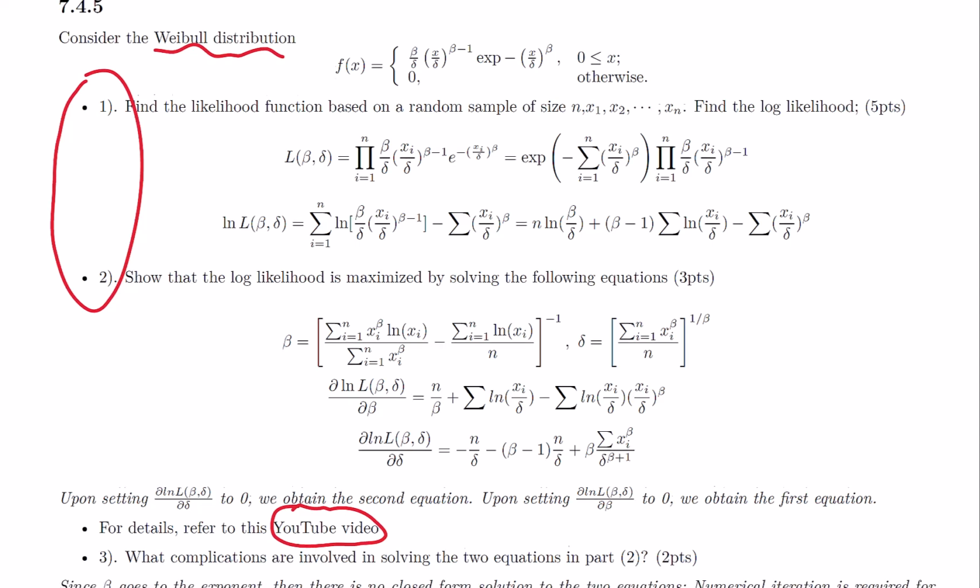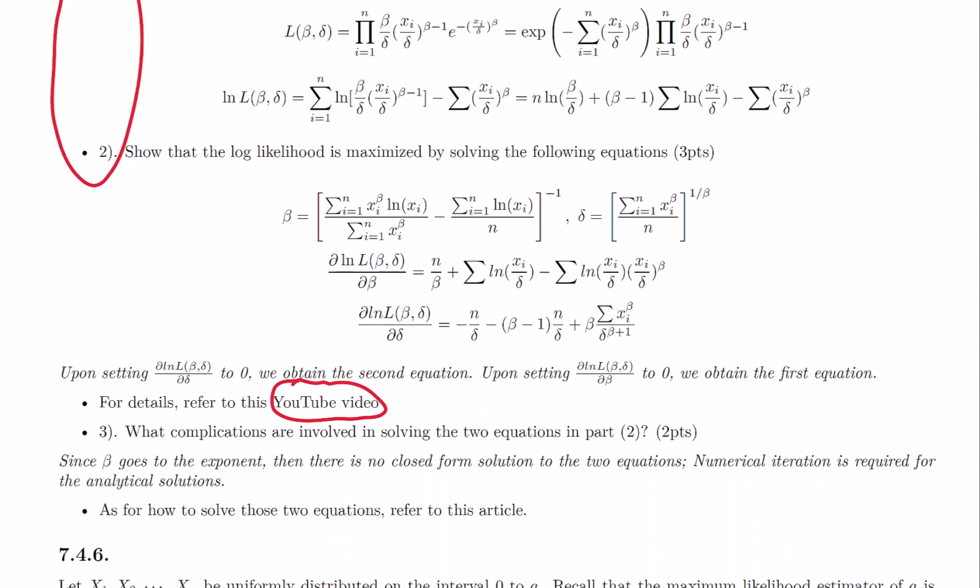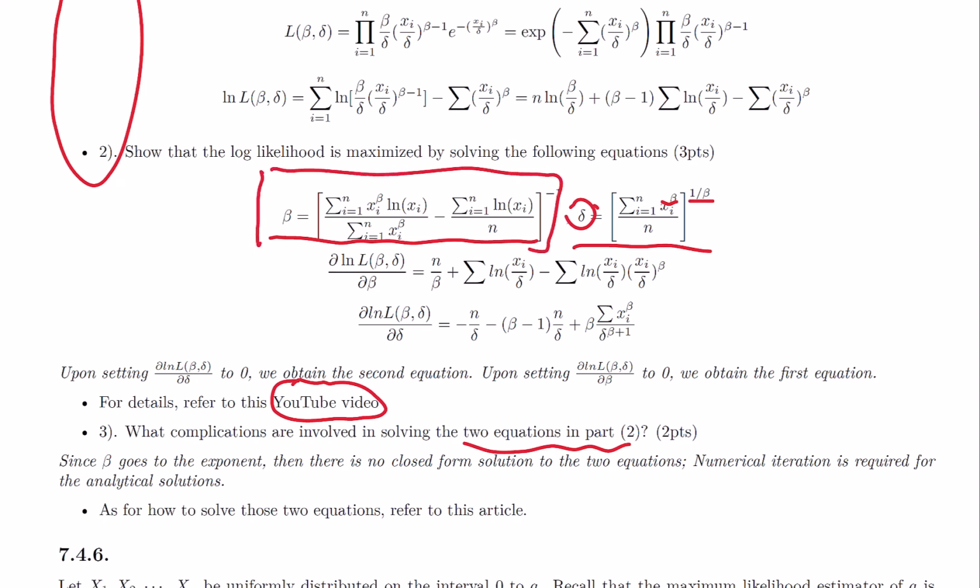All right, for the last part, what complications are involved? This is the two equations in part 2. You see here, after we get a beta and a delta, you see why this one is very hard to solve, because delta is okay. As long as we know beta, then delta should be okay, because delta is an expression of beta. But for beta, take a look. This is very complicated, because first of all, what?